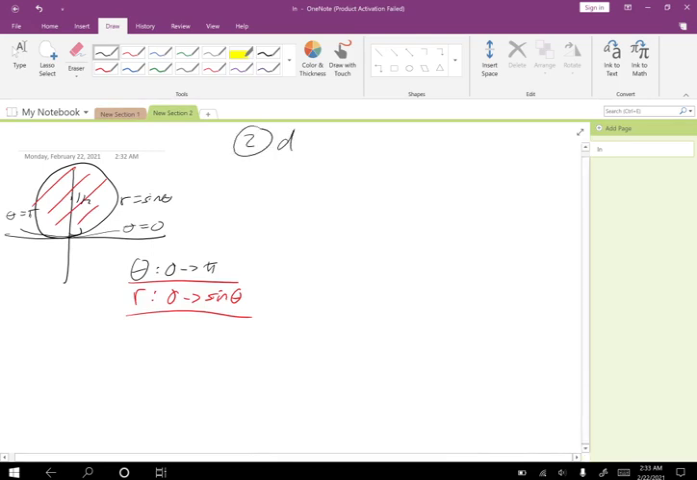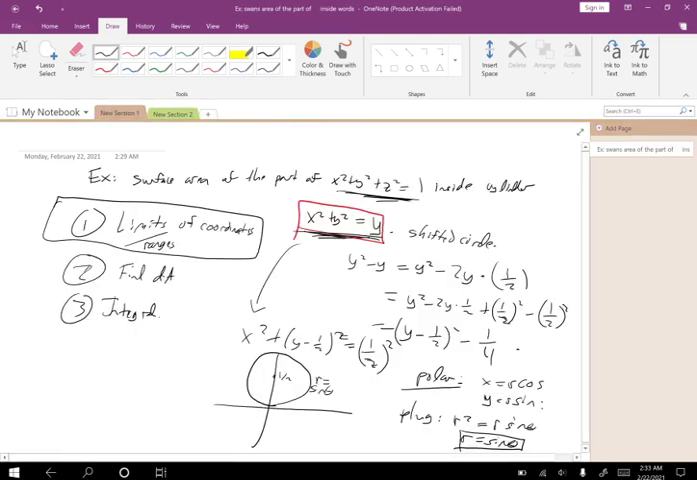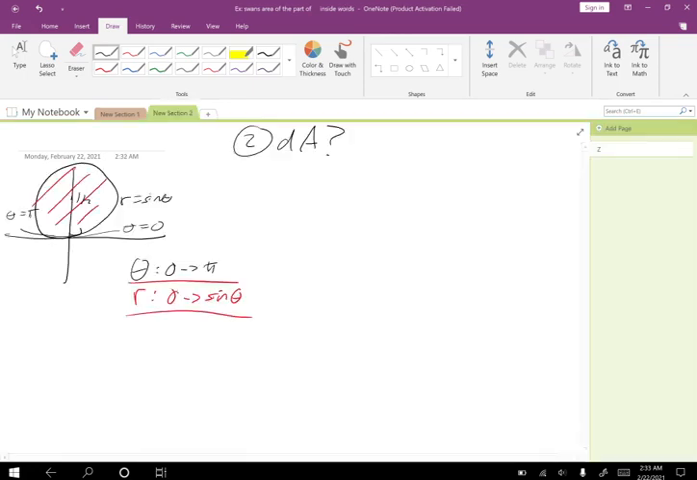And that's the subject of what dA is. So dA, don't be confused. We're not doing the dA of this one. We're not doing the dA of the inside. Remember, this equation corresponds to the inside. This is what we want the surface area of: the sphere. So it'll be for x squared plus y squared plus z squared equals 1.